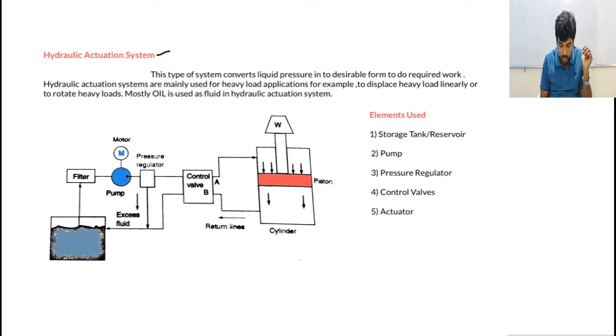In this particular diagram, we have the liquid source here. This is nothing but a liquid source, or you can consider it as a reservoir. I have mentioned it here as storage tank or reservoir. It will be equipped with some amount of fluid, liquid. Most of the time we use oil in a hydraulic actuation system. I am not here to discuss what type of oil we are going to use, because that will come in later sections, but we are going to use oil most of the time.